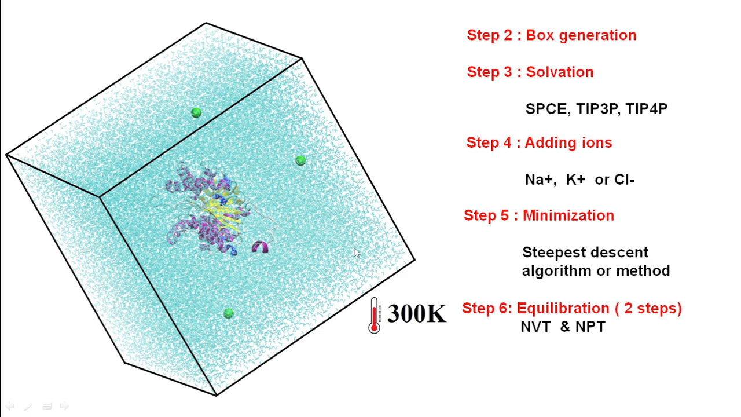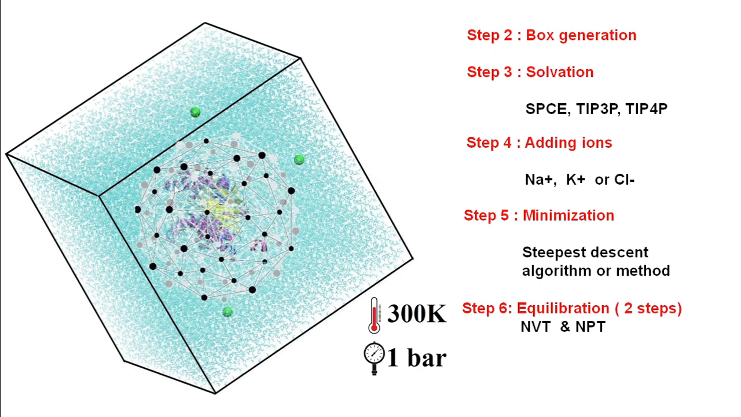During the NPT ensemble also, the temperature of the system is maintained at 300 Kelvin, and also the pressure of the system is maintained at 1 bar or 1 atm. So during these two equilibration steps, we keep a positional restraint. That means we restrain or inhibit the movement of this main input molecule. This is known as positional restraint.